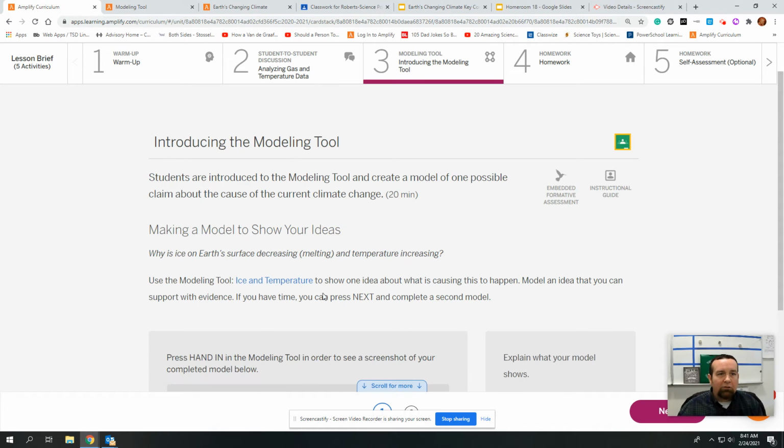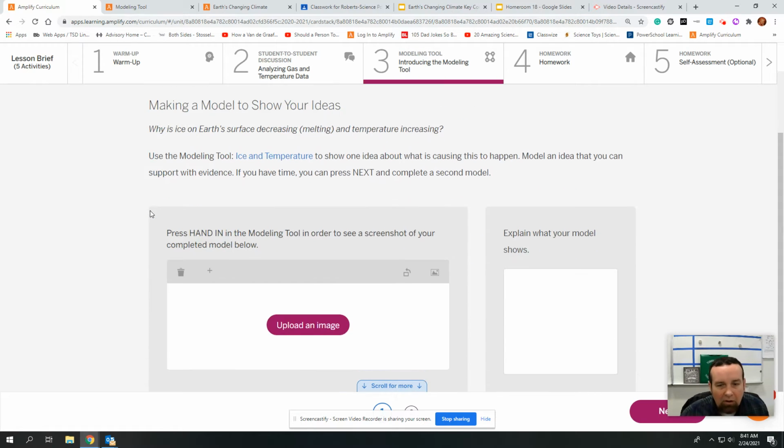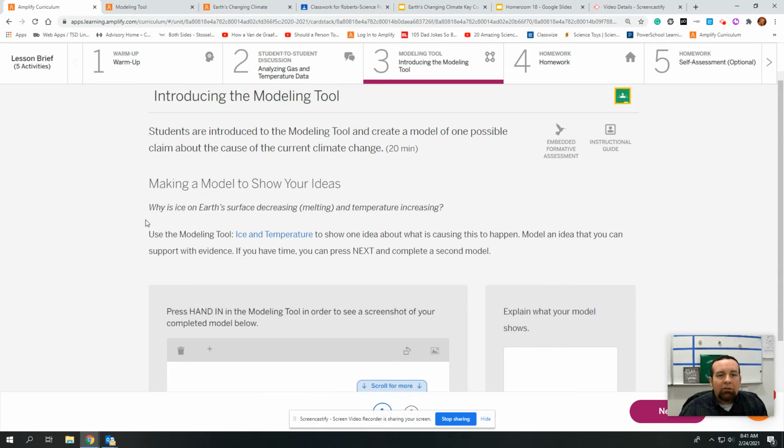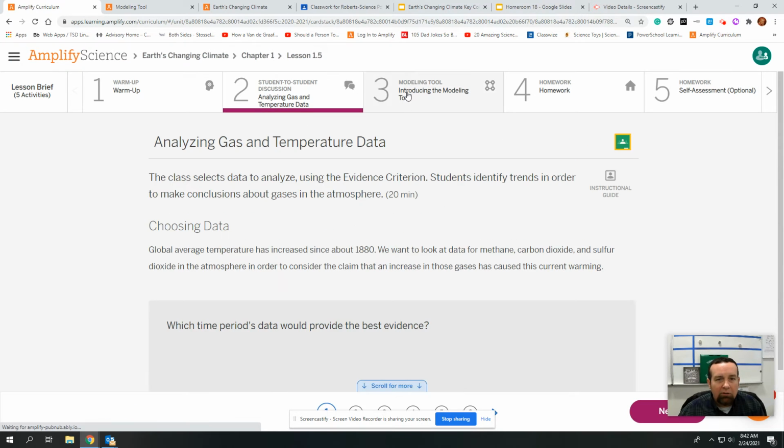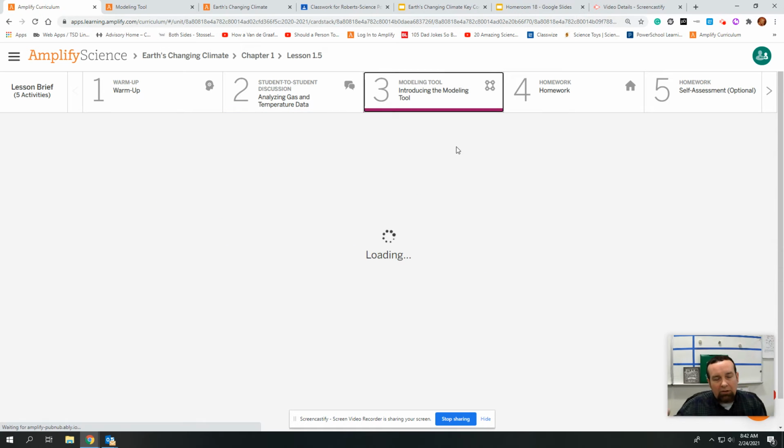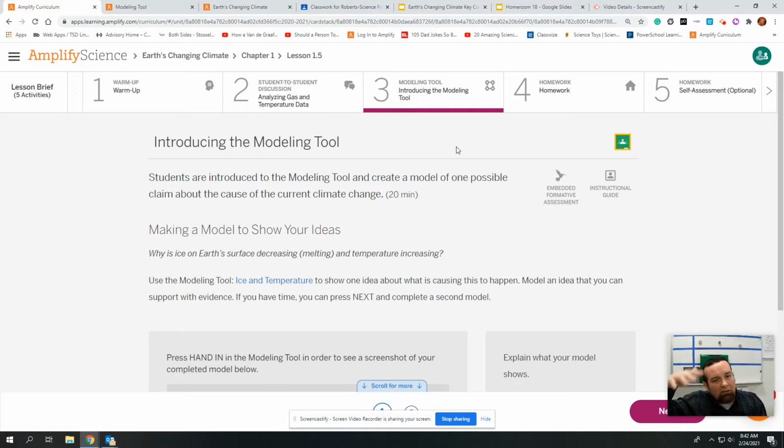So let's go to our modeling tool for part 3 here. Again, we're focusing on why the ice on the Earth's surface is decreasing and temperatures are increasing. We're going to use a new modeling tool to show one idea of what could be causing that. Previously in part 2 here, we were just learning that the increase in methane and carbon dioxide can increase the Earth's temperature.